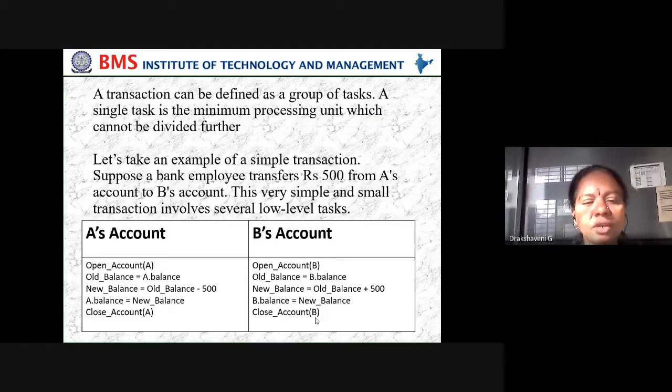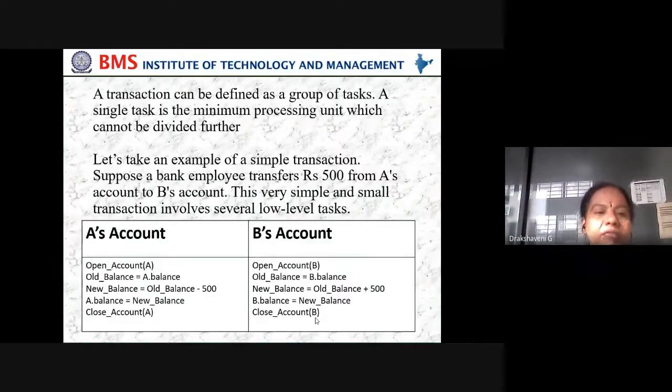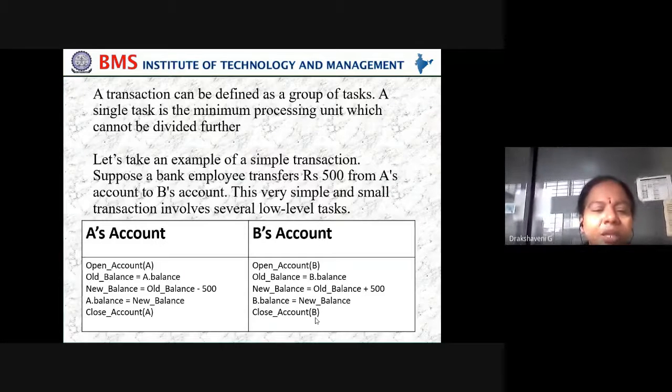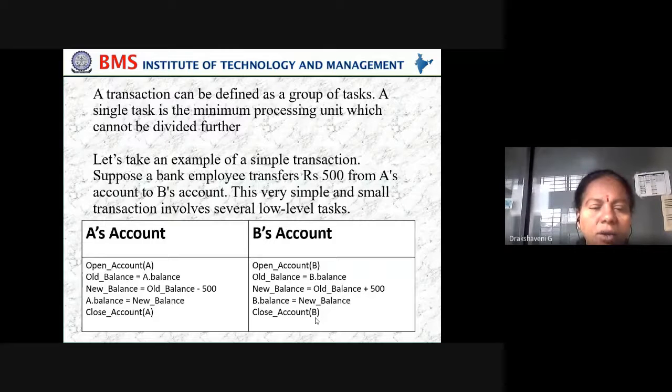Now what account A has to do and what account B has to do. For account A, the first simple statement is we have to open the account, because we don't know for which account I have to deposit 500. I should know the account number and other details. So to know that, we say open account A. Then old balance equals A dot balance. Then new balance equals old balance minus 500.